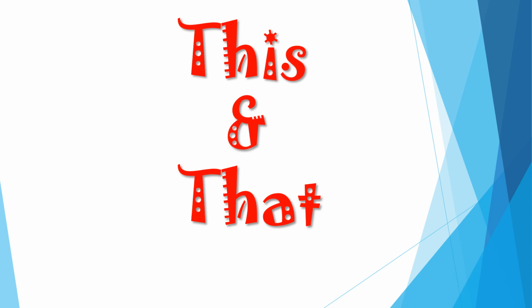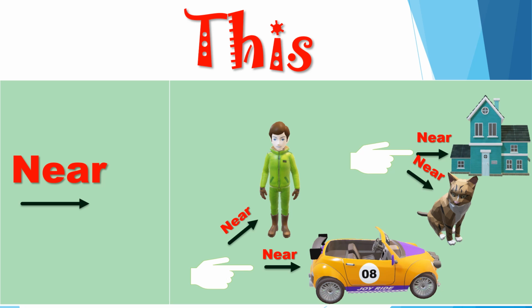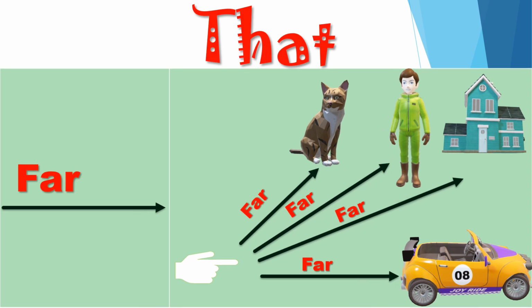This and that. In this video, we will learn the uses of this and that with the help of sentences. This refers to one thing, person, animal or place that is nearby. That refers to one thing, person, animal or place that is not nearby, or far from us.